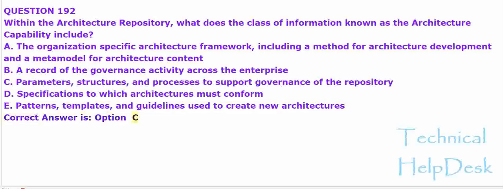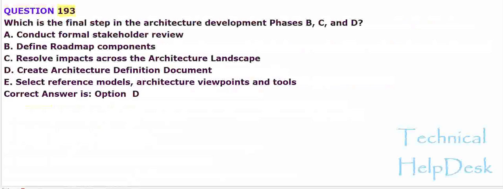Question 193. Which is the final step in the architecture development phases B, C, and D? A. Conduct formal stakeholder review. B. Define roadmap components. C. Resolve impacts across the architecture landscape. D. Create architecture definition document. E. Select reference models, architecture viewpoints, and tools. Correct answer is option D.